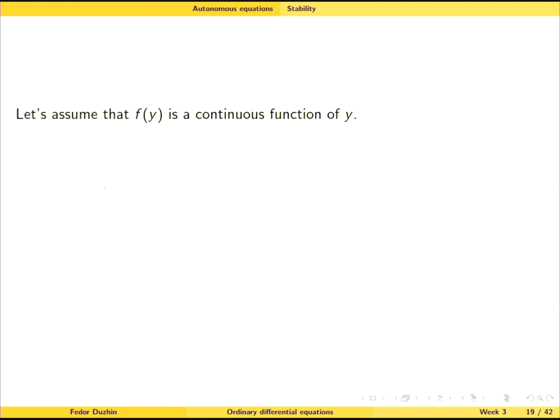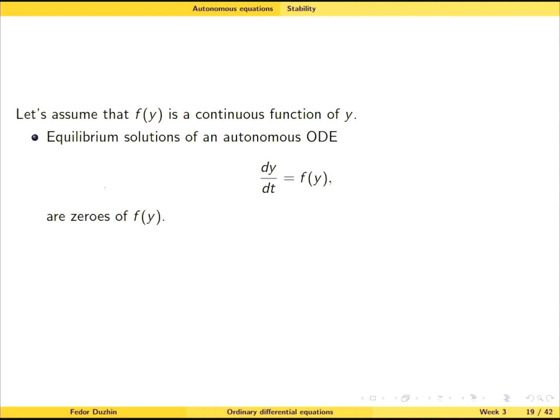Now, a very important notion in the theory of differential equations, stability. So consider an autonomous ordinary differential equation, and recall that equilibrium solutions are zeros of the right-hand side. Right? So particular values of y for which f of y equals 0. And then it means that dy dt is 0, so y is constant.